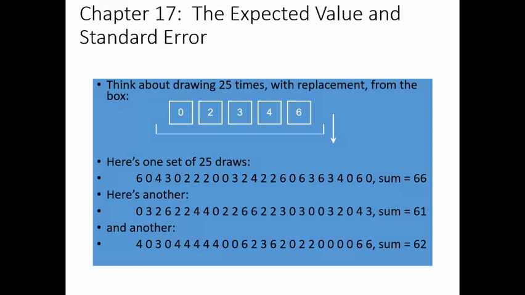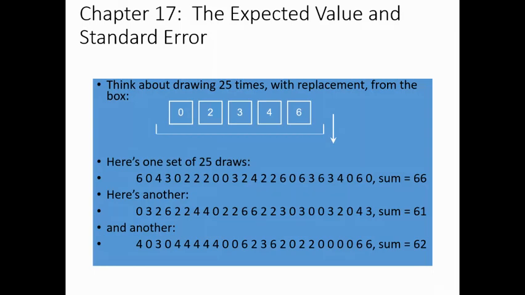So yesterday we talked more about using a box model to represent a chance process, and we focused on roulette and the different bets on a roulette wheel that you could make. And we're actually going to refer to that in just a few minutes. But chapter 17 focuses on what's called the expected value and the standard error. Okay, so I want you to imagine that we have a box model, and it has tickets of 0, 2, 3, 4, and 6. And we are going to draw 25 times from this with replacement.